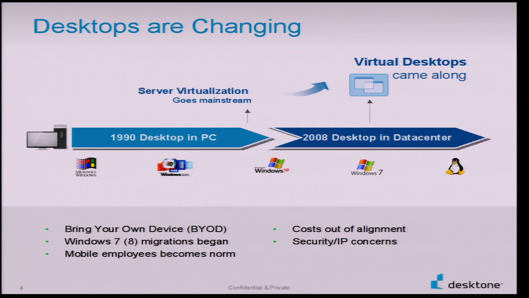So desktops are changing, of course. In the 1990s, we had Windows 95, Windows 98, really the first client operating system in the desktop, the Windows operating system. Lots of legacy apps were in Windows, right? But the desktop is changing. As we look at it, 2008 is really the evolution of VDI. There had been lots of desktop virtualization prior to that, but we look at that as the beginning of the change to a virtualized desktop and moving a desktop into the data center. You see the evolution of operating systems there.